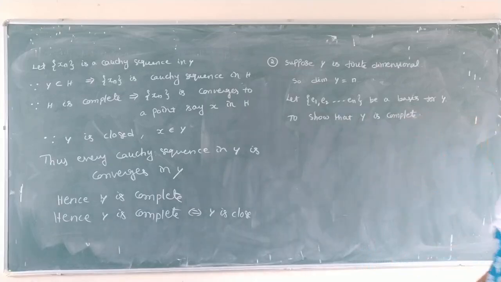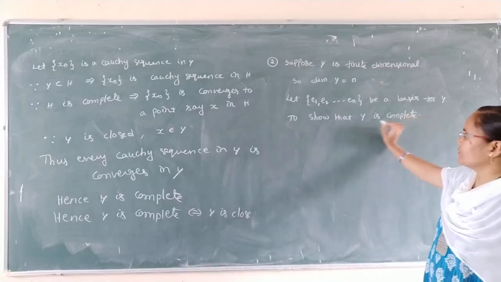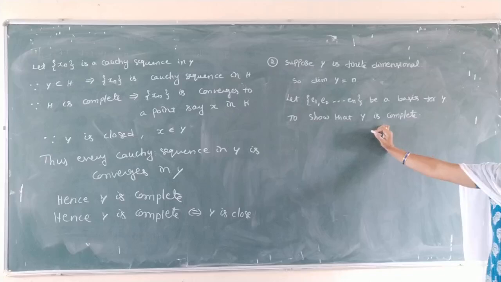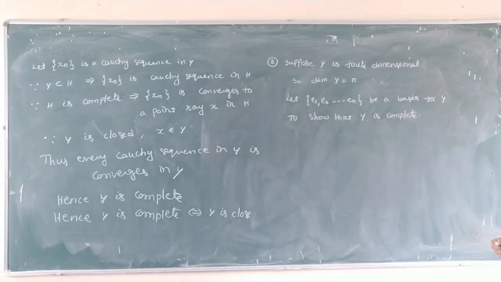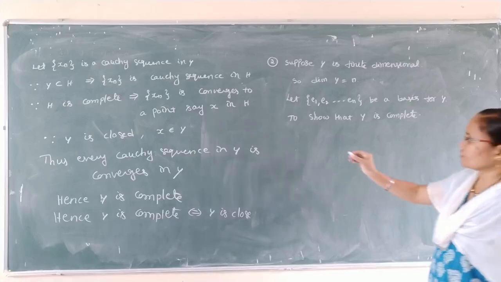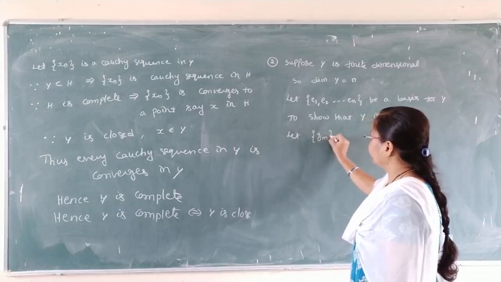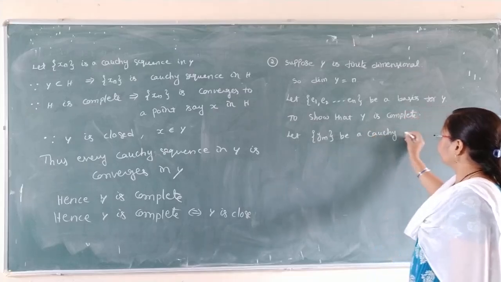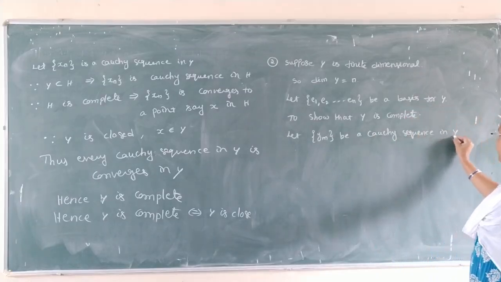Complete means to say every Cauchy sequence is convergent. So first we are taking one Cauchy sequence in Y. Later we have to show that the Cauchy sequence is convergent. So here we are taking the Cauchy sequence ym. Let the sequence ym be a Cauchy sequence in Y.